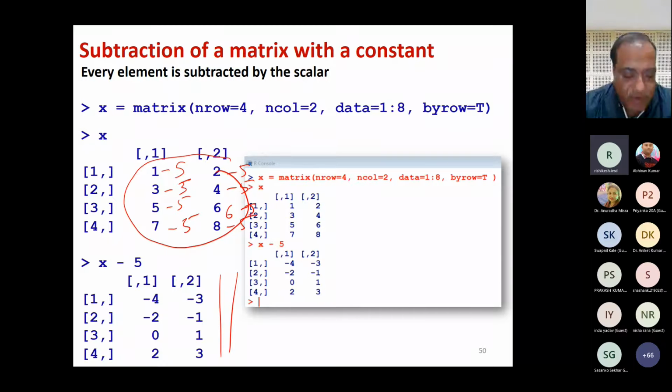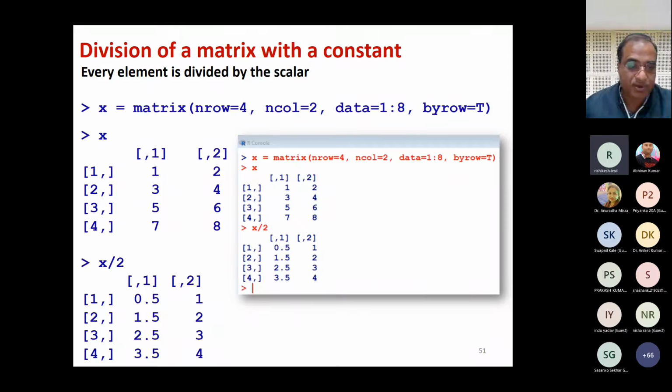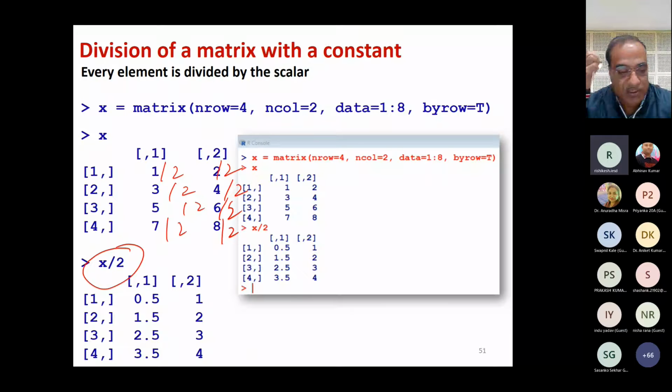So the rule is that when you are trying to add or subtract a scalar in the matrix, and the same thing is true for multiplication and division also, then that scalar is going to operate on each element in the matrix. Right, because if you try to see in the same operation, I make it here x divided by 2. So this will become 1 by 2, 2 by 2, 3 by 2, 4 by 2, 5 by 2, 6 by 2, 7 by 2, and 8 by 2. Right, so that is going to happen here.